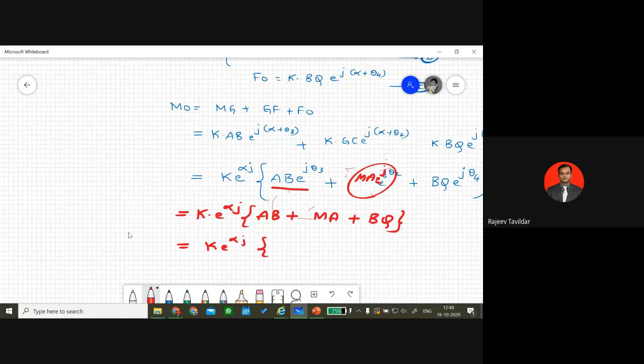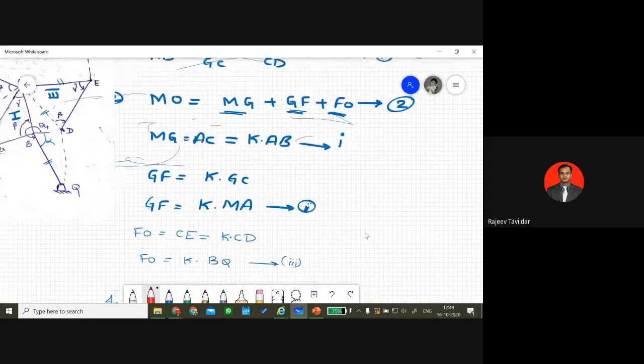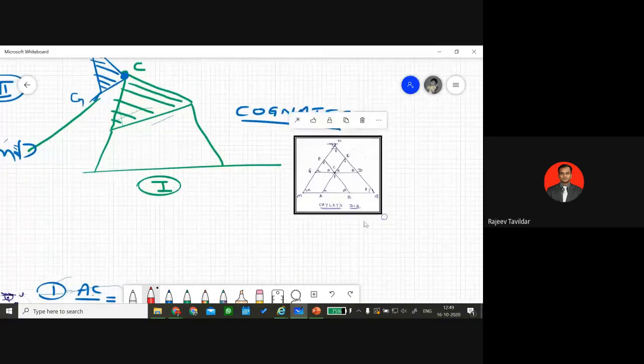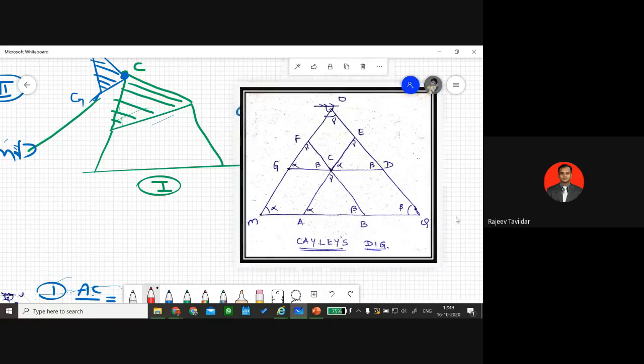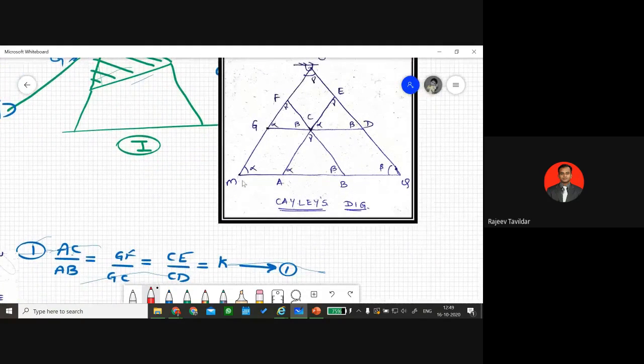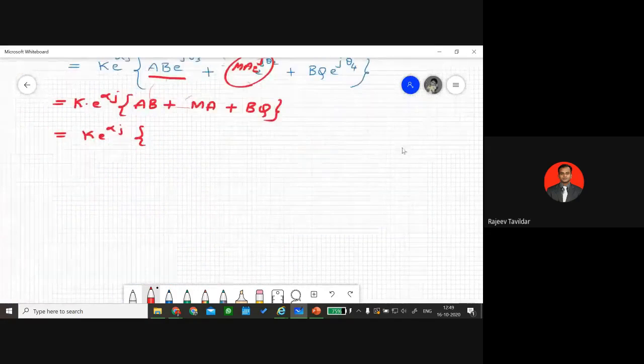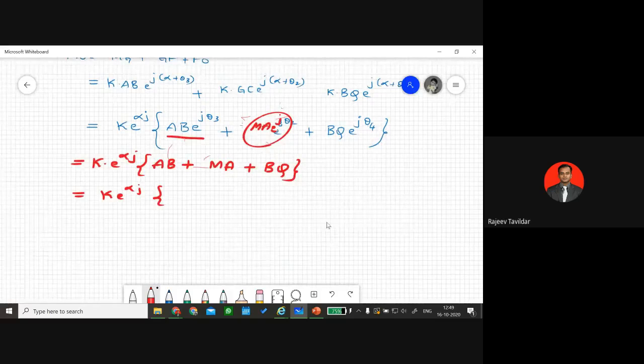So what is this AB plus MA plus BQ? Let us go back to the Cayley's diagram over here. MA plus AB plus BQ becomes MQ as per the Cayley's diagram. Clear? The horizontal line. MA plus AB plus BQ becomes MQ. So we have the same equation here, MA plus BQ plus AB. So this becomes MQ. Okay. So what we started is MO equal to, and this is what we have got.